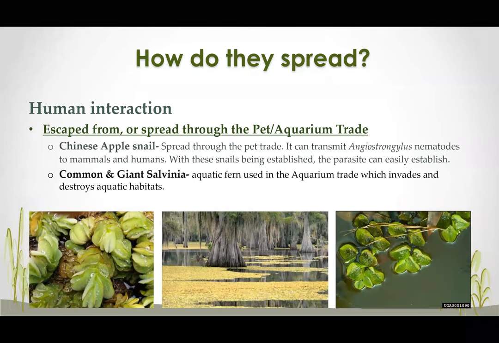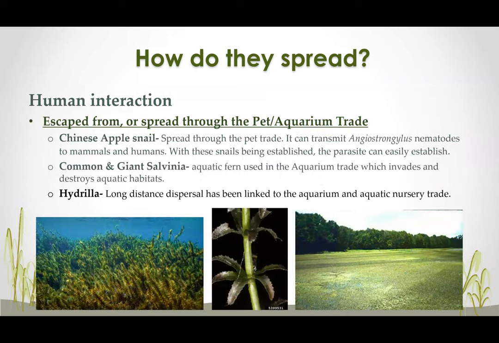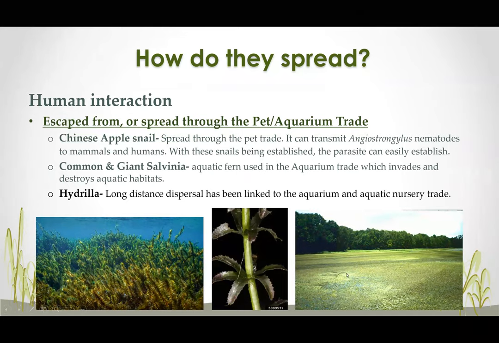There are several other species that came through the aquarium trade. You have common and giant salvinia. It was used as an aquatic fern, which we now know invades and destroys aquatic habitats. You have hydrilla. Its long distance dispersal was linked to the aquarium and aquatic nursery trade. So how it was able to appear in very different areas of the United States, it was linked to the aquarium trade. It also stifles out lakes and ponds as well.